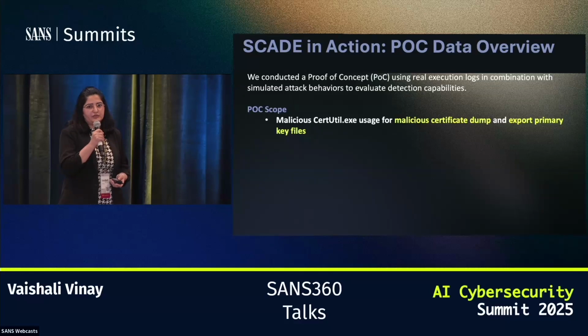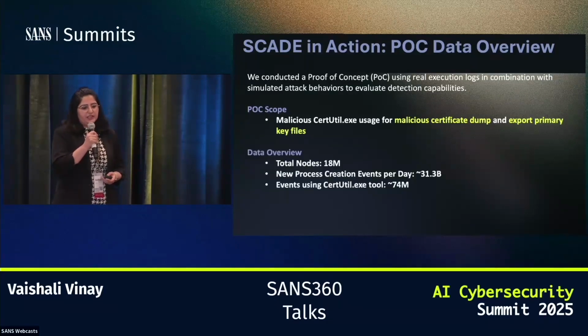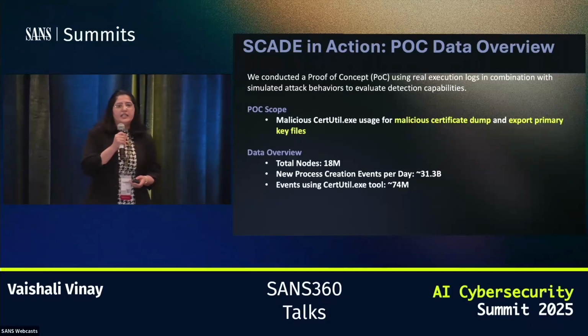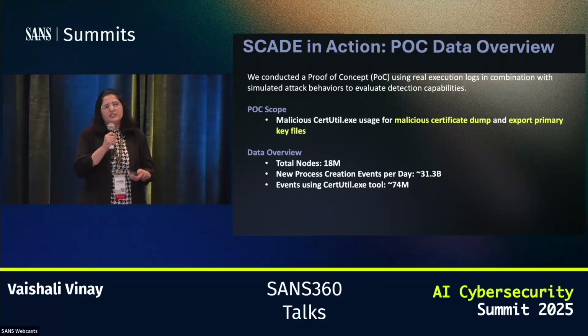Now, to validate the effectiveness of our framework, we conducted a POC using real production Azure data center node data in combination with red team simulation exercises. The scope of our POC was to identify malicious usage of certutil for certificate dump and export primary key files. To give you an overview of our data, we had 18 million nodes running in production every day, generating 31.3 billion events. Out of these, 74 million events use certutil, and 1,500 plus do certificate dump and export primary key files.